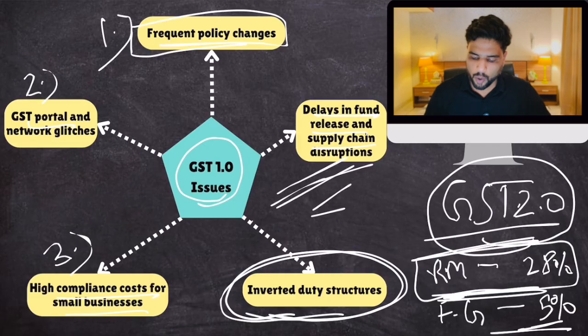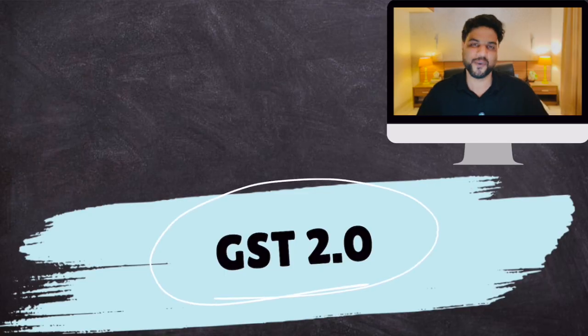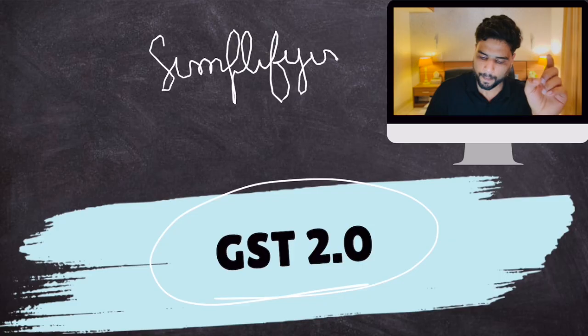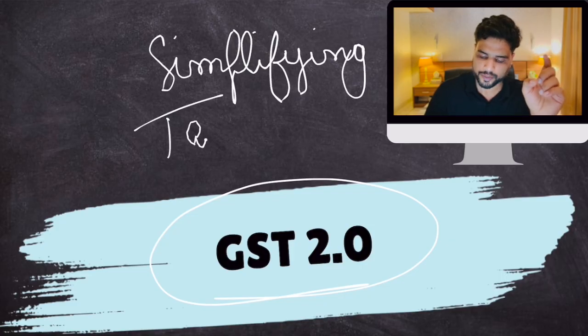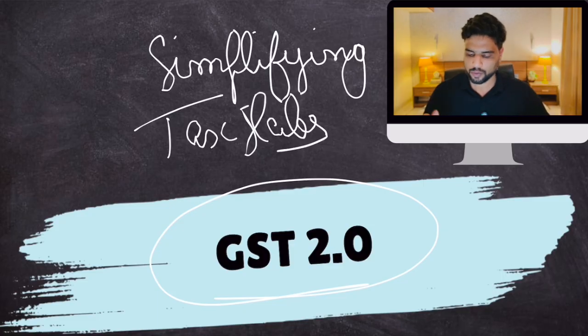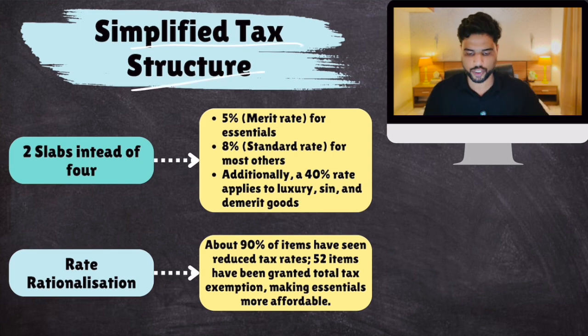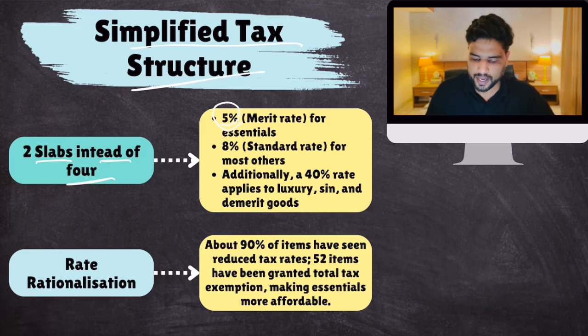Clear? Now comes the Diwali gift, GST 2.0. So what reforms were undertaken in GST 2.0? Okay. The biggest reform is simplifying tax slabs. There were 4 tax slabs. Now, you have changed it to 2. So simplified tax structure. This is the first change. 2 slabs instead of 4. You know, there were 4 slabs, 5, 12, 18, 28. Now there are only 2 slabs, 5% and 18%. Sorry, it's not 8, it is 18%. Okay. 5% for merit goods, essential goods, and 18% for all the others.